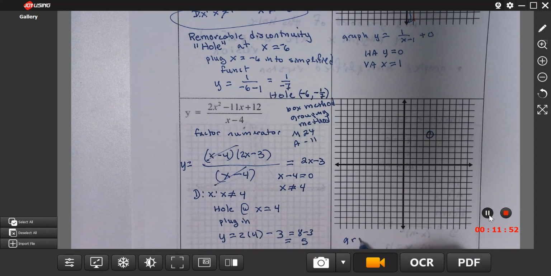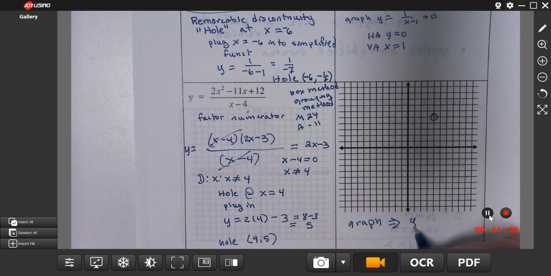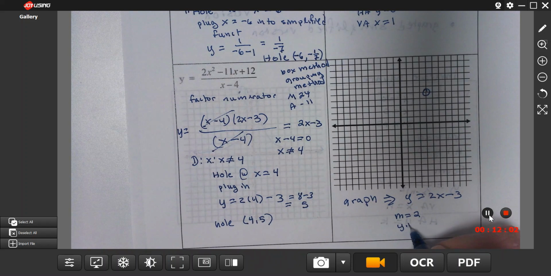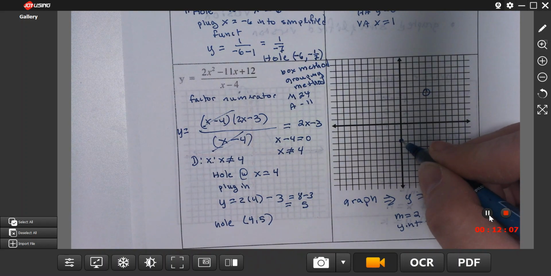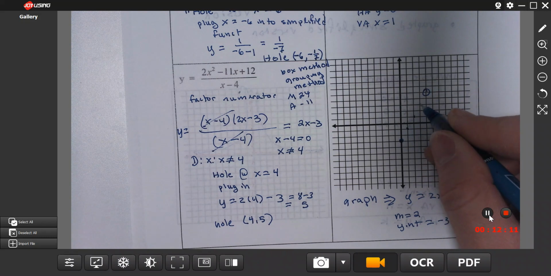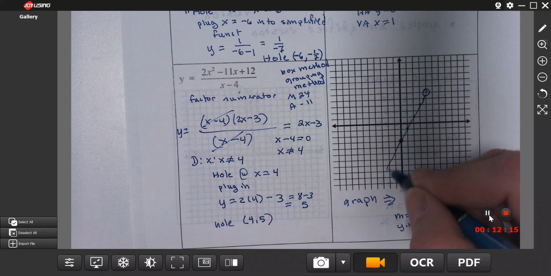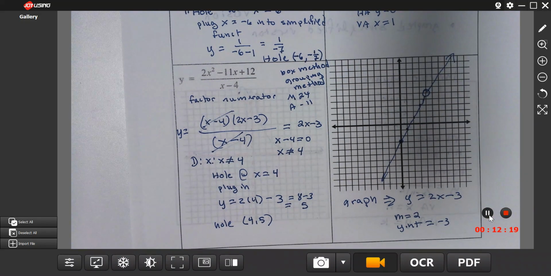And then I go ahead and graph the simplified version. So I'm going to graph y equals 2x minus 3. So that's a simple line. So the slope is 2, and the y-intercept is negative 3. So negative 3, slope is 2, up 2 over 1, up 2 over 1, up 2 over 1. I don't need that many, but I see that I do land on the hole. So I get everything along that line except for the hole. And we're done.